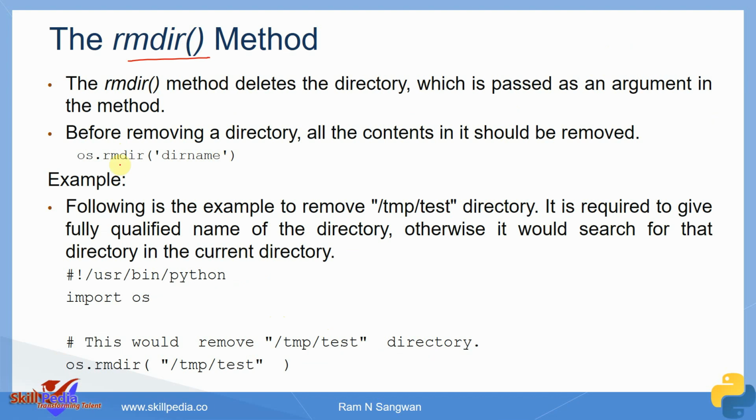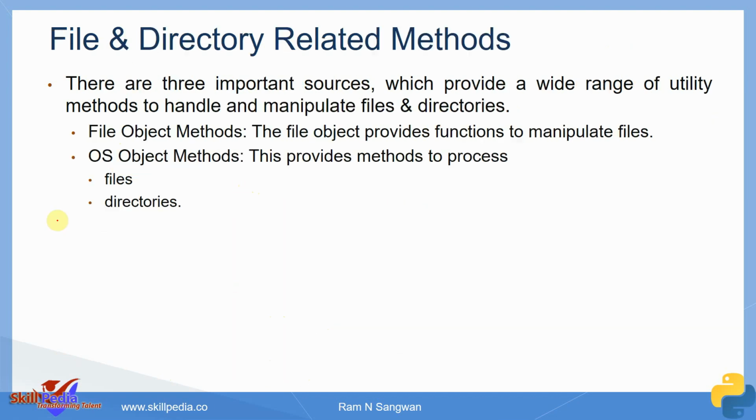rmdir, self-explanatory, remove the directory. So this will remove this directory if the directory exists. File and directory related methods. There are three important sources which provide a wide range of utility methods to handle and manipulate files and directories.